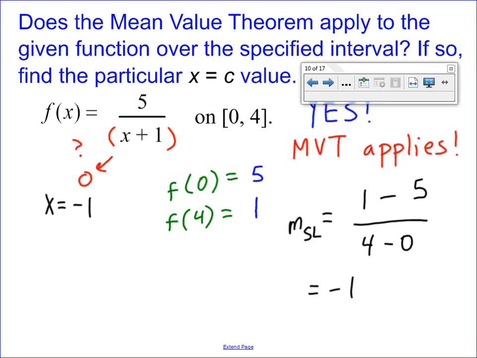Now we need to determine if my function's derivative f prime takes on this value. Well, no need to determine that, I know it takes on that value. The mean value theorem guarantees that somewhere the instantaneous rate of change of that function is equal to the slope of the secant line, which is -1. We just have to figure out where.